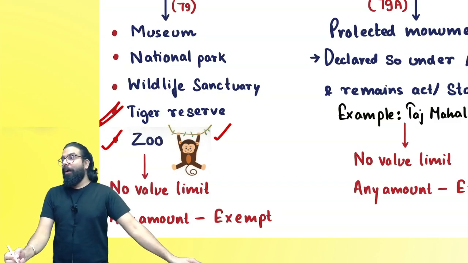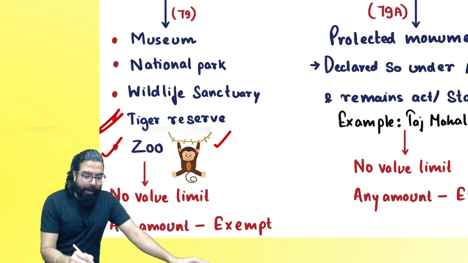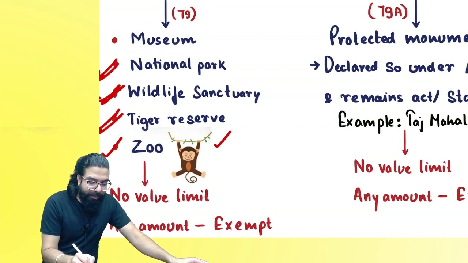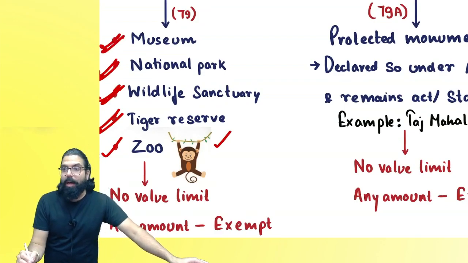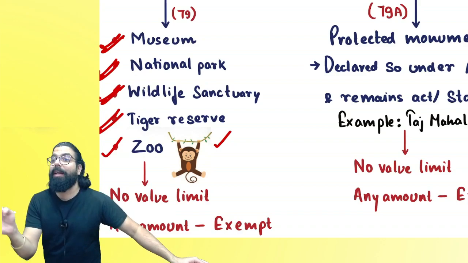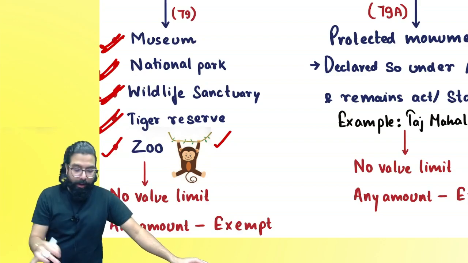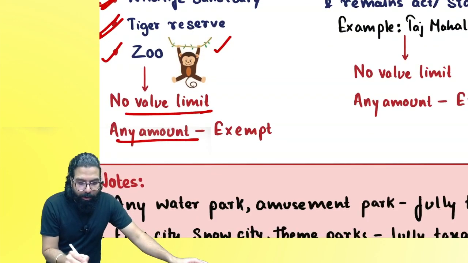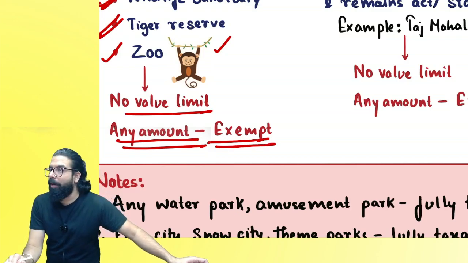Balu went to a Tiger Reserve. Tiger is his friend. He went to a wildlife sanctuary, a national park, or a museum. The entry ticket which is sold, no value limit. There will be no GST. Are we clear, everyone? Can we go ahead?